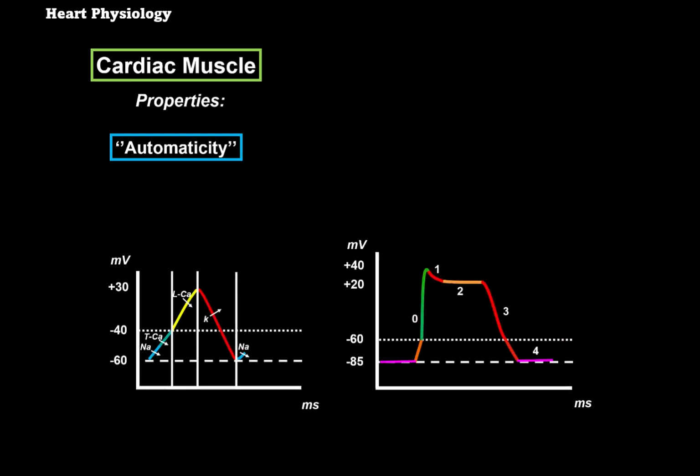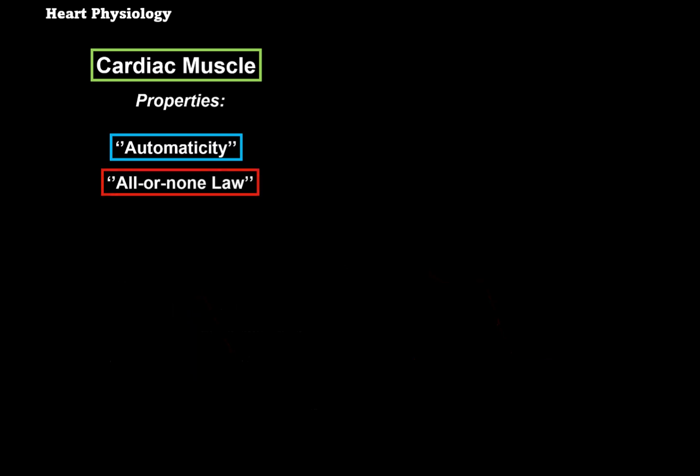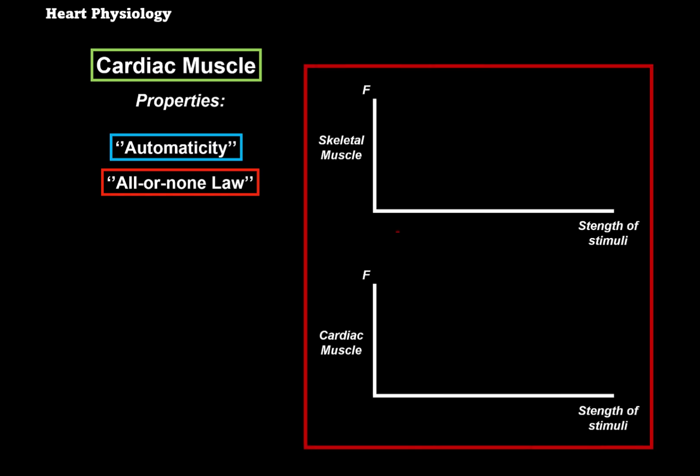Awesome. Next is that cardiomyocytes contract following the all or none law, meaning if the contraction happens, it's always maximal. If it doesn't happen, then it doesn't happen at all. So for example, in skeletal muscles, if you gradually give it stronger stimulation, you will see that the force of contraction follows the strength of the stimulus. And the force will gradually increase until all the motor units have responded to the stimulus.